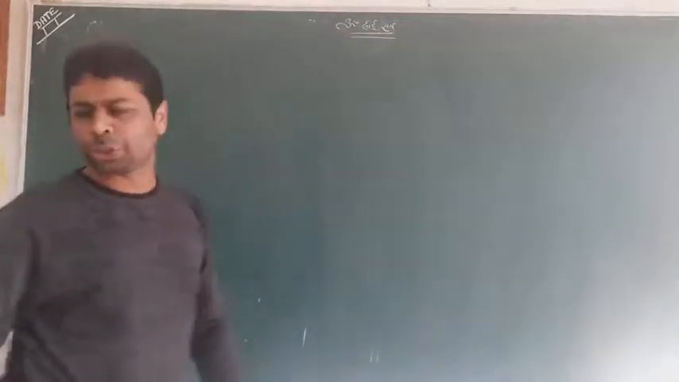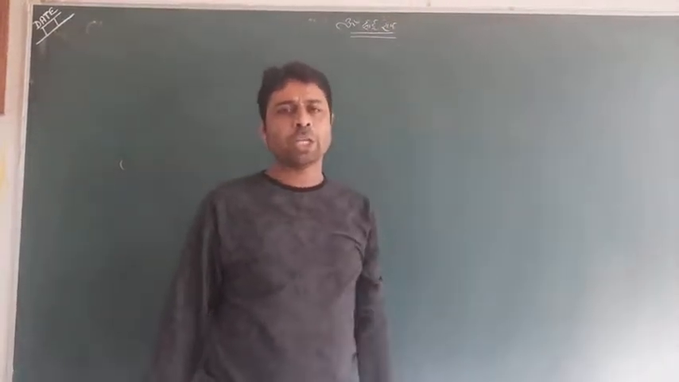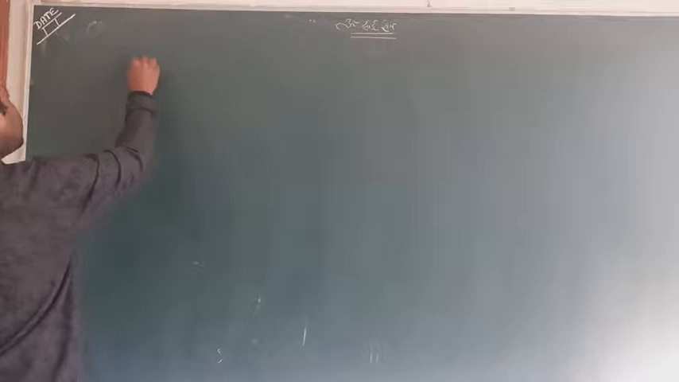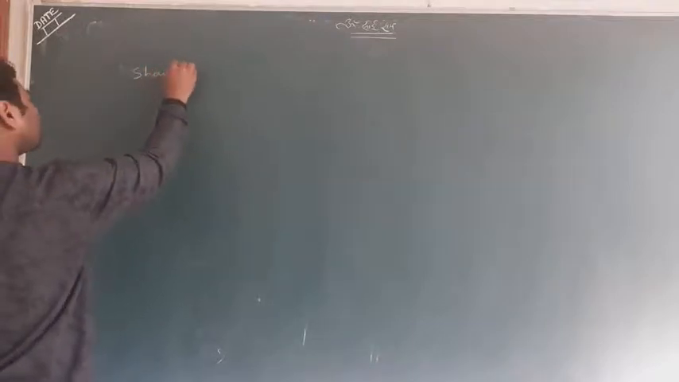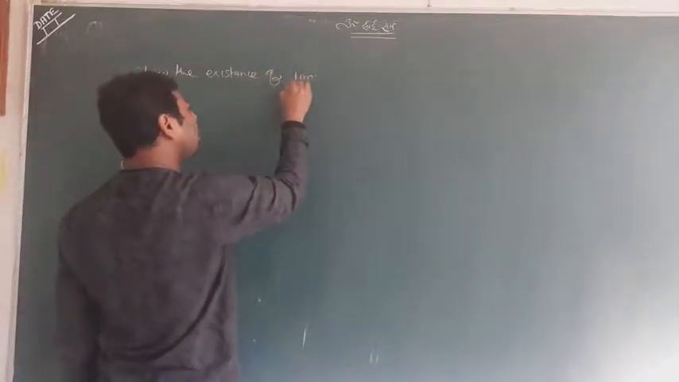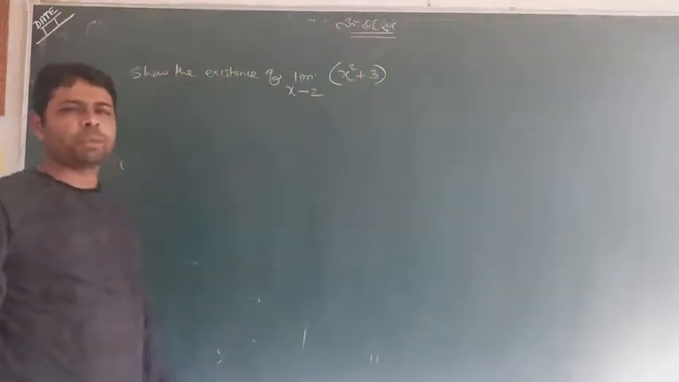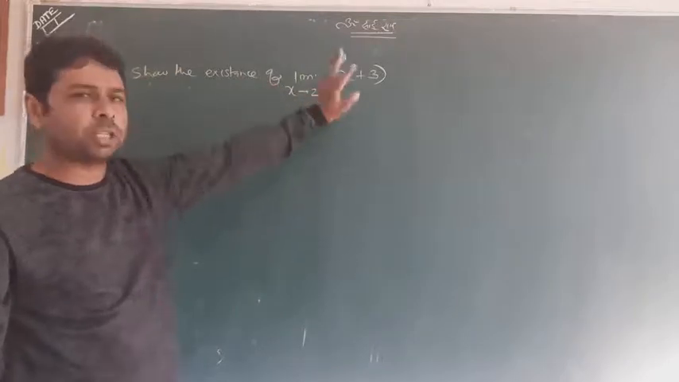Let me speak something about questions. So I will tell you one by one. Some discussion I want to make here. Please try to understand. If I ask you, find or show the existence of limit x tends to 2, x square plus 3. This is my question. Show the existence of this limit.